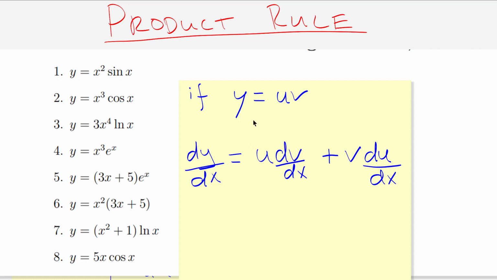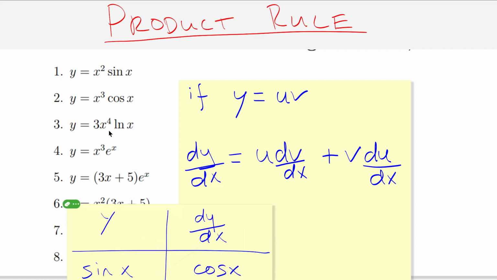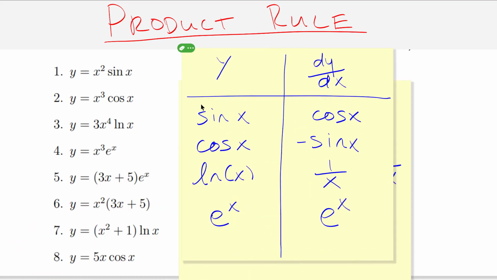Now this formula is more complicated looking than it really is. This will be much easier to understand with an example. You've noticed in my examples I've got a lot of cos, sines and ln's, so the other thing we're going to be using is this idea here. We have our y and our dy/dx. This tells us that if y is sine x, dy/dx will be cos x. So sine x differentiates to cos x, cos x differentiates to minus sine x, ln of x differentiates to 1 over x, and e to the power of x differentiates to itself, e to the power of x.